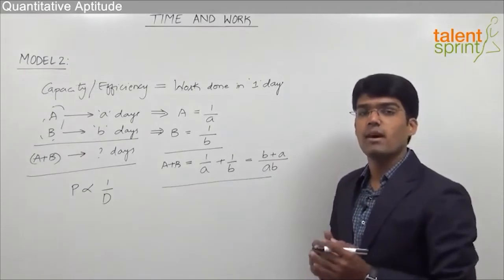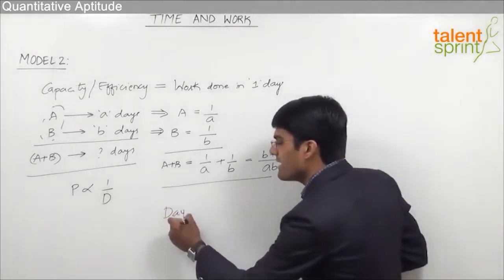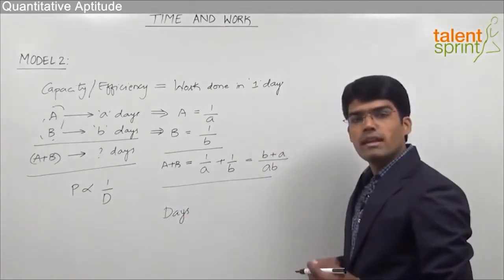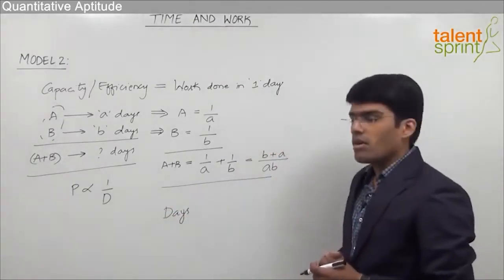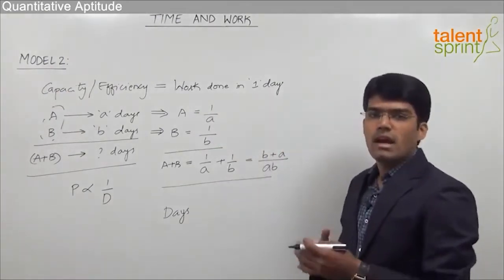But we are supposed to find out the total number of days. Remember friends, the number of days and the work done in 1 day are reciprocal to each other, or I can say the number of days and the capacity, that is nothing but work done in 1 day, are reciprocal to each other.